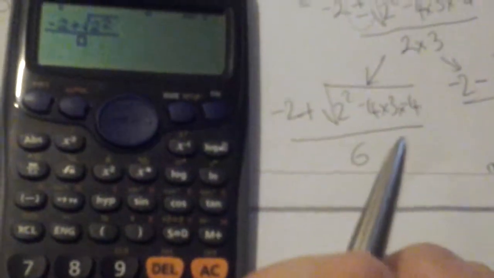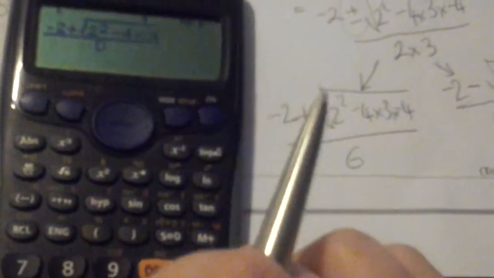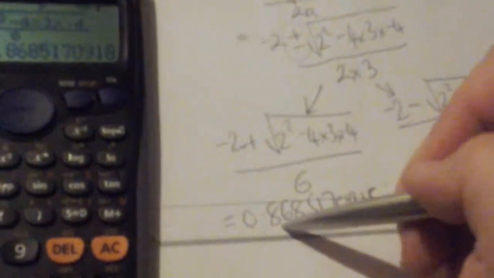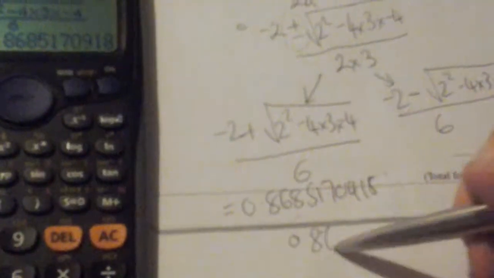So if I get my calculator, I'm going to use the fraction button. I've got to put in on the top minus 2 plus the square root of 2 squared minus 4 times 3 times minus 4. Just be careful you use minus 4 there and not take away 4. And then we want to put on the bottom a 6. Funny looking answer, so push SD. 0.8685170918. 3 significant figures, so 0.869. Make sure you round that one.